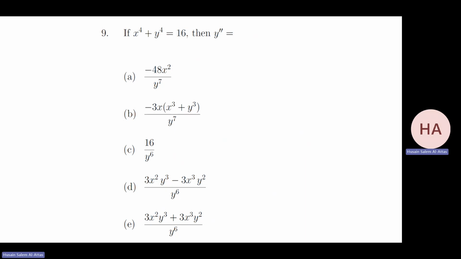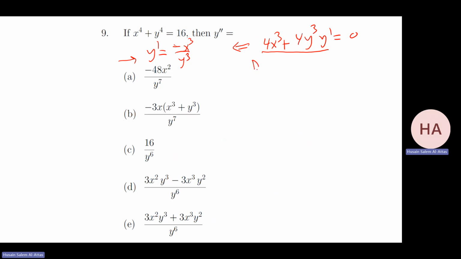We did it before, but let me do it again. Differentiate with respect to x: 4x cubed plus 4y cubed y prime equals 0. So that gives me what? You know what? Let me do it in another way. y prime equals what? Minus x cubed over y cubed. I will not continue from here. I will do it from here.